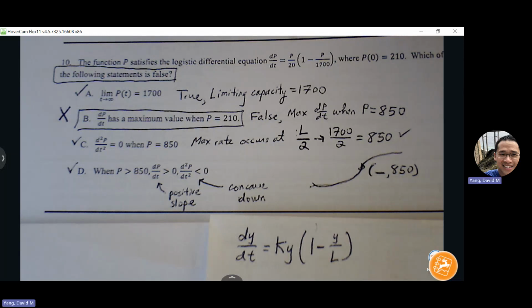Okay, number 10, we're looking for the false statement. Carrying capacity is 1,700, that's true. Part C is also true, as you know, the max rate will occur when population is the carrying capacity divided by 2, which is 850. And then to the right of 850, we know our logistic equation will look like this. So we're expecting after 850, the slope is positive, but the concavity is negative. B is going to be the one that's false. That doesn't fit that L over 2.